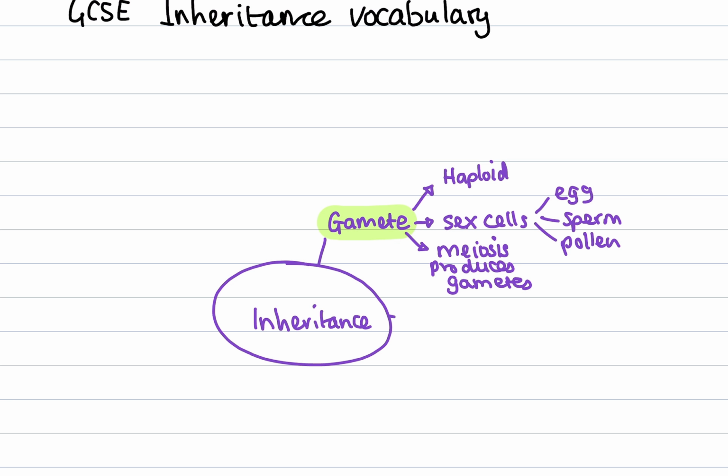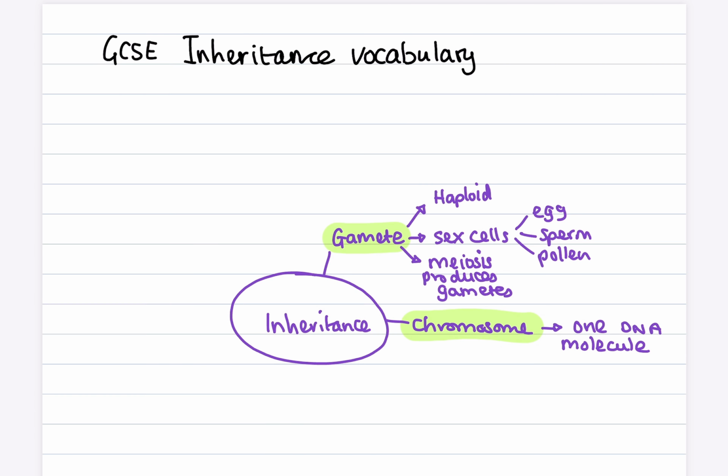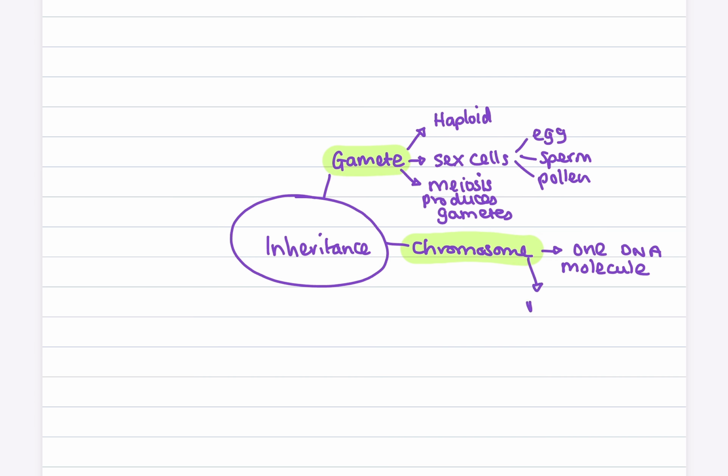Next key word, chromosome. A chromosome is actually made of one DNA molecule. So if an exam question says to you, which chemical is a chromosome made from? You say DNA. The chromosomes are found in the nucleus of a eukaryotic cell. And in this diagram, you're probably very familiar with seeing chromosomes looking as X shapes.